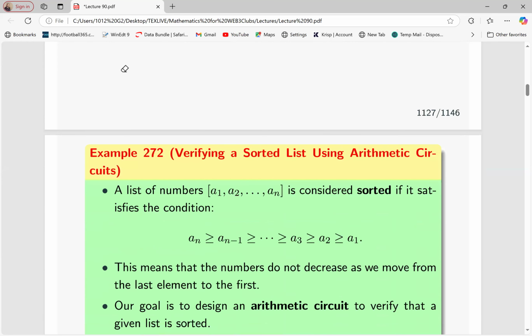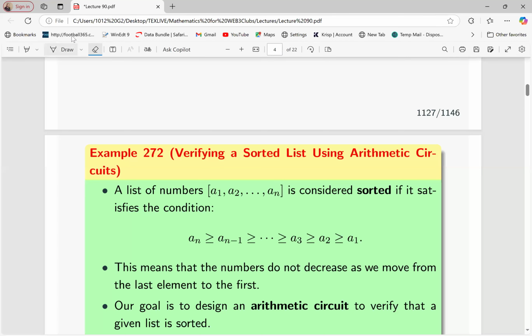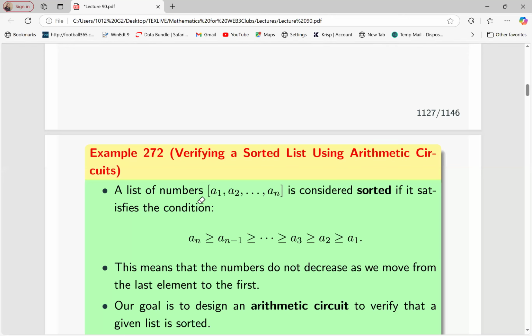Now, I'll begin with an example, and of course, before that example, the definition. The example is you've been given a list and you need to verify that the list is sorted. You need to verify that the list you've been given is sorted. That is what the example is about.